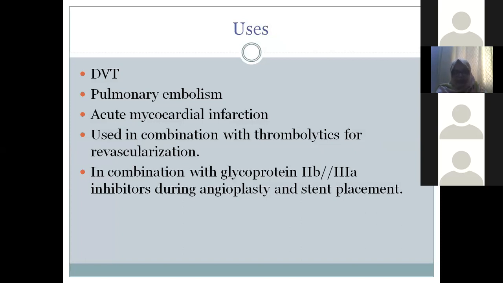used in combination with thrombolytics for revascularization. When a clot is formed, the blood flow to the vessel is compromised, right? The lumen of the vessel becomes narrow. So for revascularization, it is used in combination with glycoprotein 2B 3A inhibitors during angioplasty and stent placement.